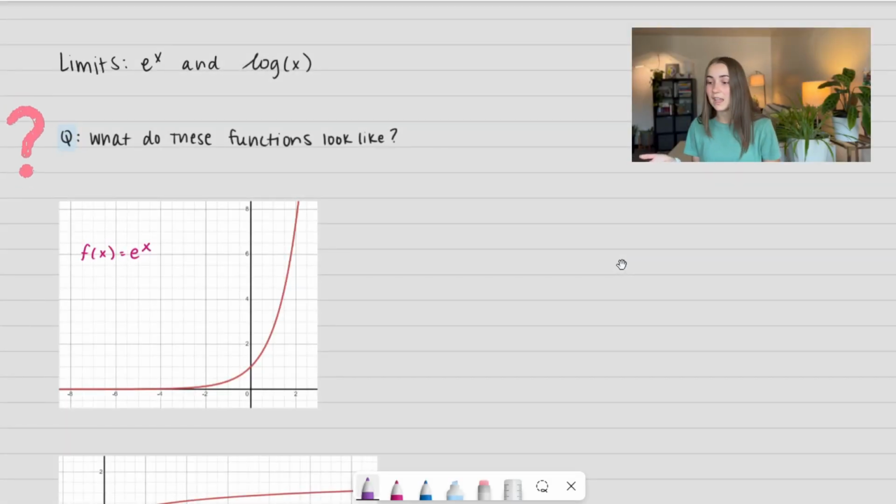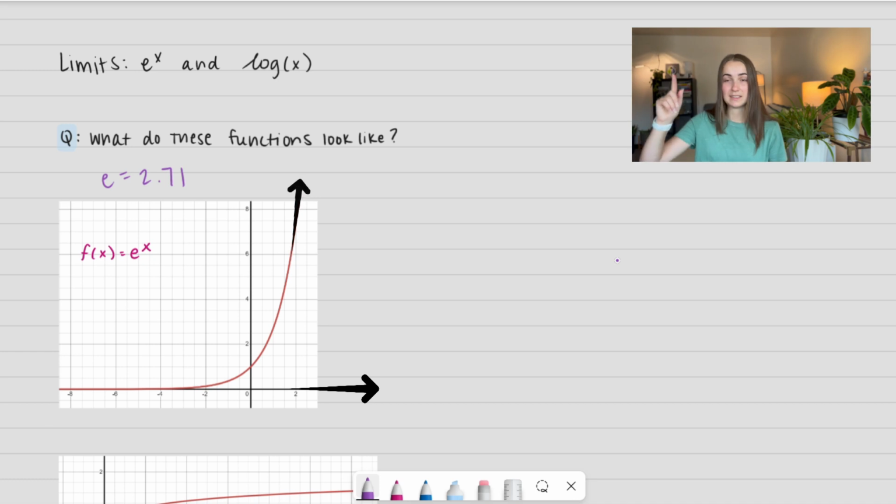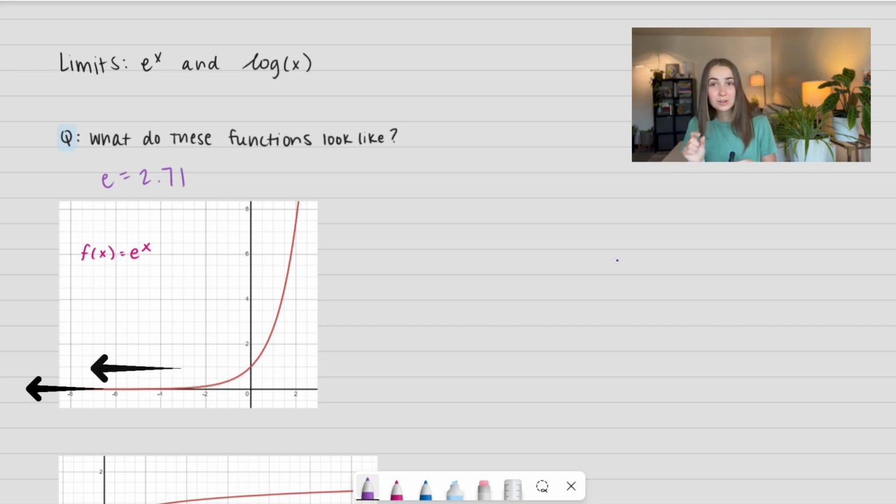So question of the day, what do these functions look like? First, on this first graph here, we have f of x equals e to the power of x. This is an exponential function, and if we remember, e is actually equal to 2.71. Lots of more numbers, but that's a good estimation. So as x goes to infinity, our graph shoots up because it grows really quickly. When x is going to negative infinity, our function decreases, gets really, really small, and gets really, really close to zero, but it never quite hits it.